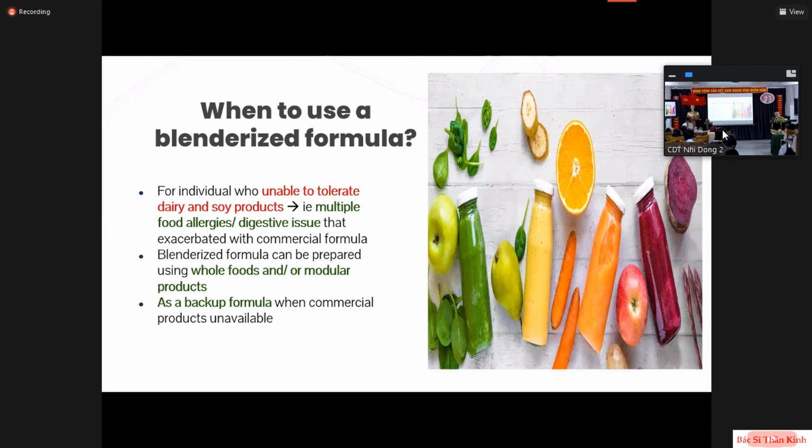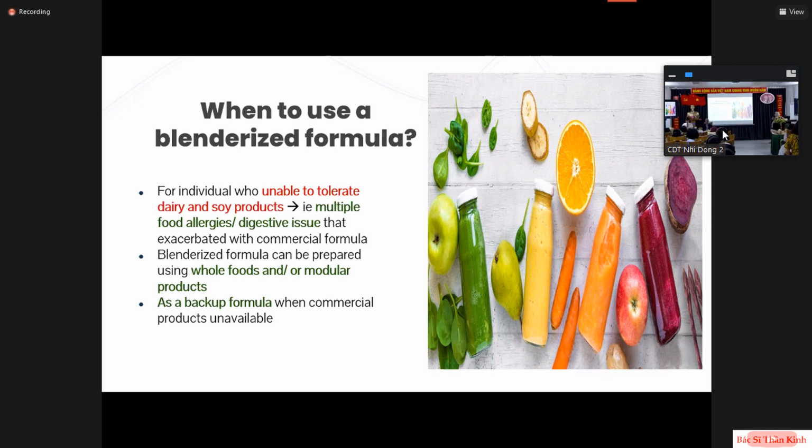Okay, when to use a blenderized formula? When the patient is unable to tolerate dairy and soy products, such as multiple food allergies or digestive issues that resulted from the commercial formula, the blenderized formula can be prepared using whole food or mixed with modular formula.